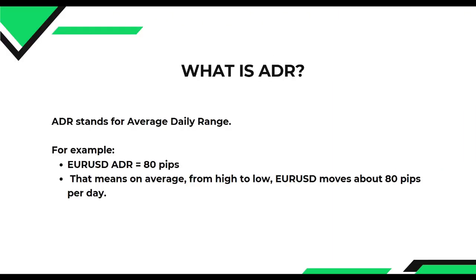So what is ADR? ADR stands for average daily range. It simply tells you how many pips a currency pair usually moves in one day. For example, if EUR/USD ADR is 80 pips, that means on average, from high to low, EUR/USD moves about 80 pips per day.